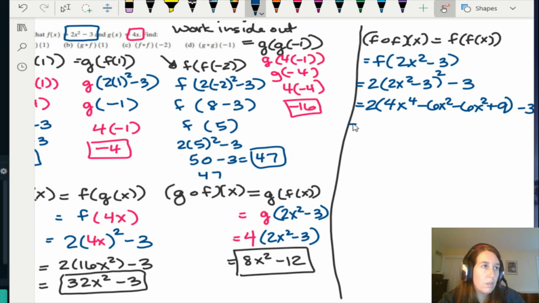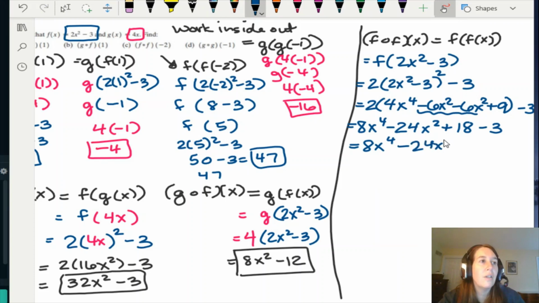So let's multiply by 2. That's 8x to the 4th. These two combine to be negative 12x squared, and I'm going to multiply that by 2, so negative 24x squared. And then 2 times 9 is 18. Subtract 3. So the final step, 8x to the 4th minus 24x squared, and then plus 15 total. I told you that was going to be kind of a difficult one.